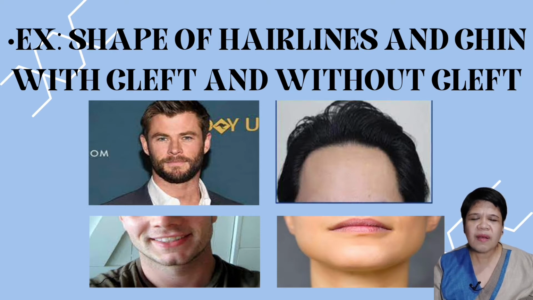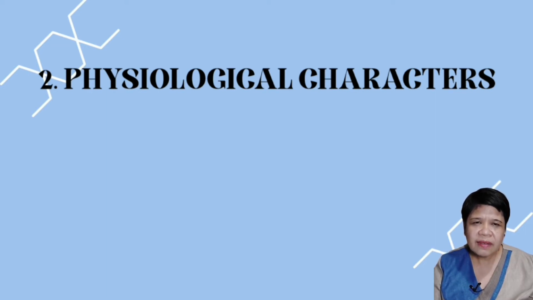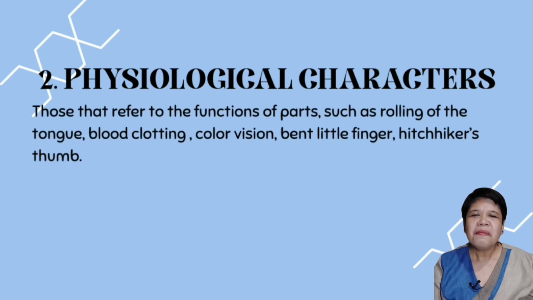Okay, another example is the picture of the chin. The one on the left is a chin with a cleft, and the one at the right corner is a chin without a cleft. Okay. Now, what is the second type of hereditary character? Anybody? Very good. It's physiological characters.